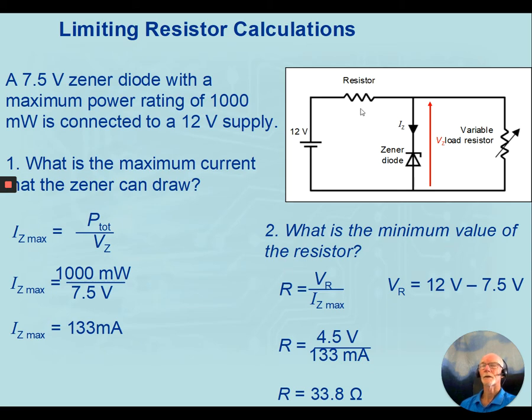What value of resistor would be needed, or the minimum value that we can have here, to make sure that our current doesn't go above that? Well, once again, what is the voltage across the resistor? If we had 12 volts in, 7.5 volts across our diode, that would give us 4.5 volts across the resistor. And the maximum current is 133 milliamps. So the value of the resistor, we can't go below 33.8 ohms. Otherwise, we know we're going to destroy the Zener.